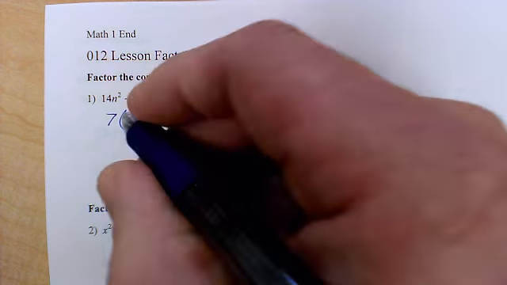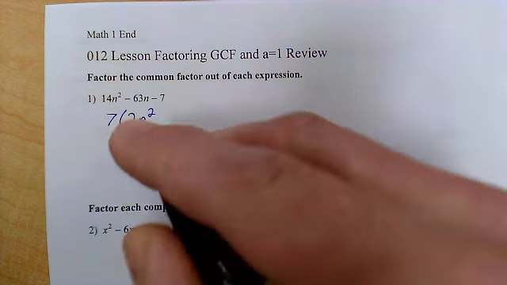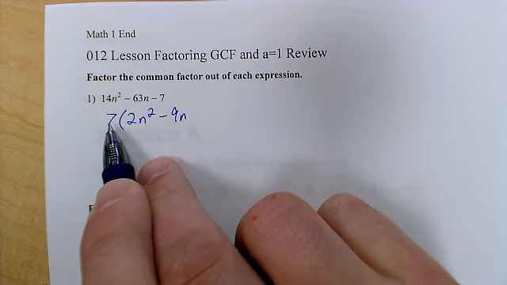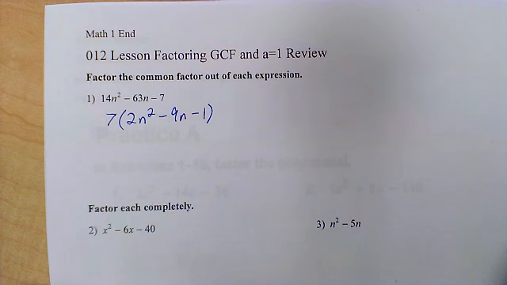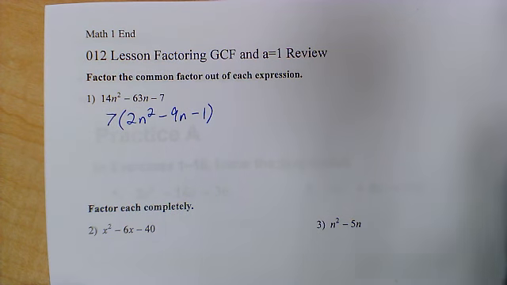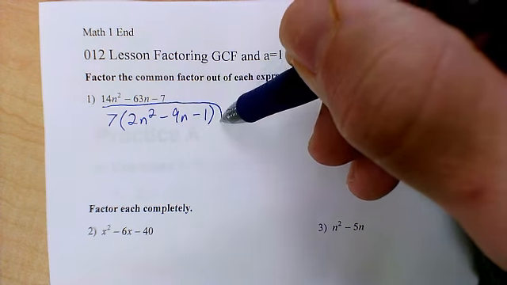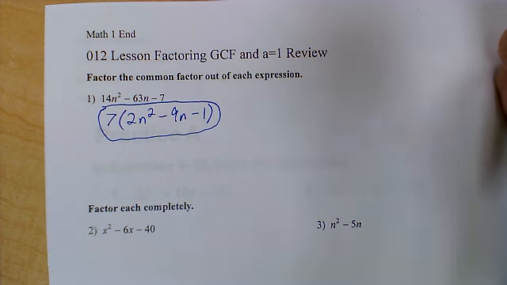14n squared divided by 7 is 2n squared. Negative 63n divided by 7 is negative 9n. And negative 7 divided by 7 is negative 1. And there, I'm actually completely done. The instruction said to factor out the common factor. It didn't want me to factor anything further, and actually on this one it wouldn't factor out further even if we tried. So remember that some problems are as easy as this.